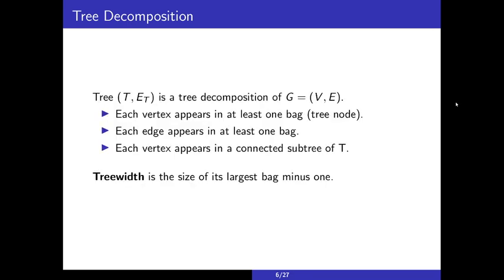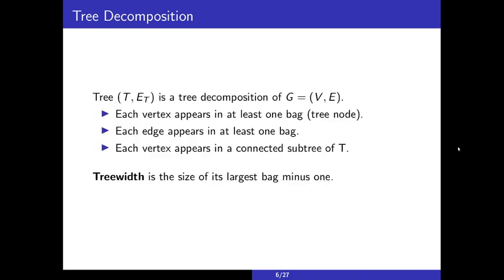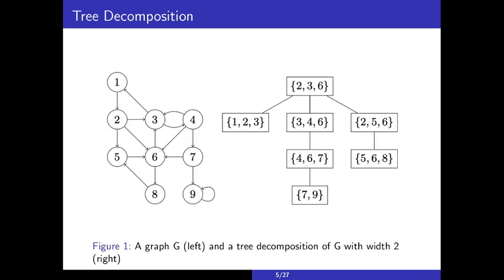The first one is that each vertex should appear in at least one bag. For example, you see that vertex number 3 here is present in this bag, and this bag. And vertex number 4 is present in this bag and this bag. The second criteria is that each edge as well should also appear in at least one bag. For example, you see that two edges between vertex number 3 and vertex number 4 are considered within the bag containing vertex number 3, number 4, and number 6.